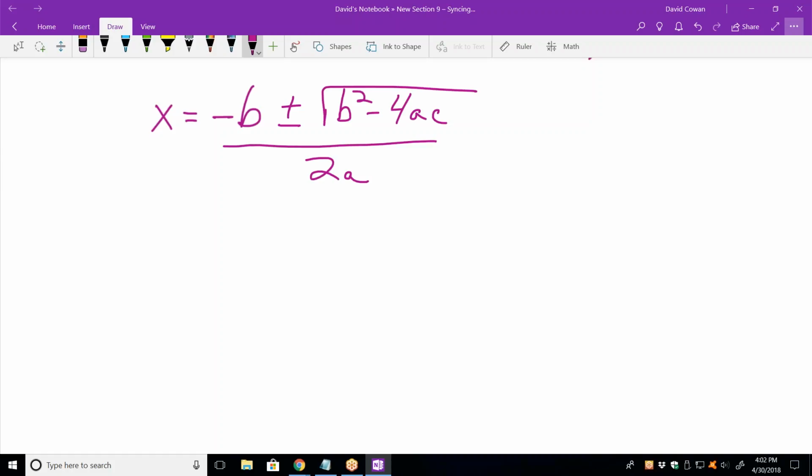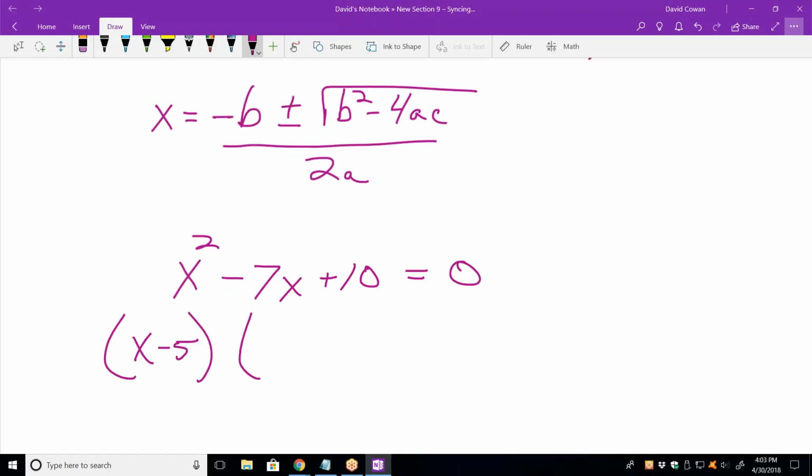In other words, if I give you the following quadratic, I can factor that. That's x minus 5 times x minus 2. But if I change that to a 9, I can't factor it. I cannot find any factors of 9 that add to 7. So if I have a quadratic that I cannot factor, then the only solution is to use that.